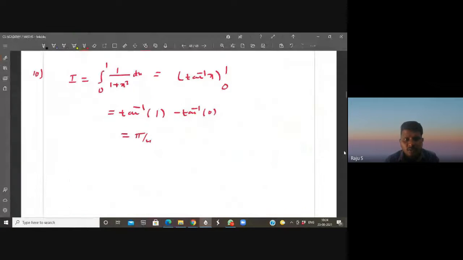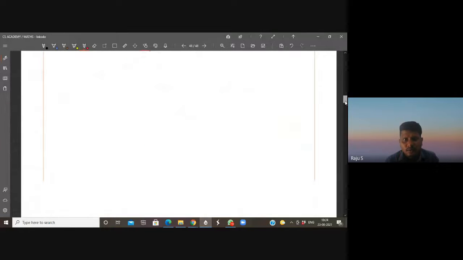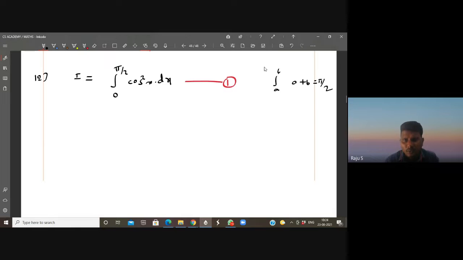Question number 12. That you can try, students. Question number 12 I am going to do. I is equal to integral 0 to pi by 2 cos square x dx. Actually the same question. Generally, in the next exercise, the same question, whenever the limits, if I compare with a to b, then a plus b is equal to 90 alone. What is 0 plus pi by 2? 90 or not? 90.